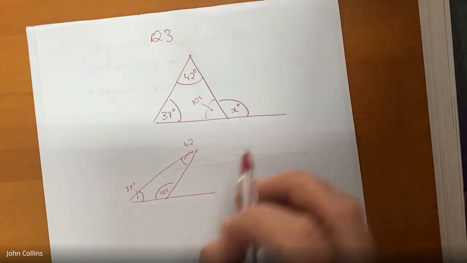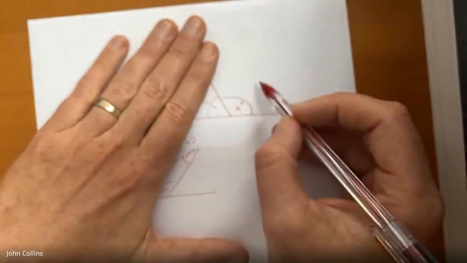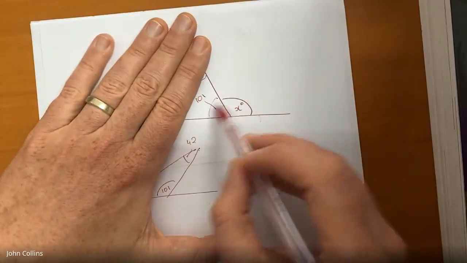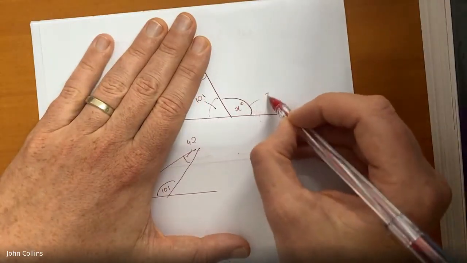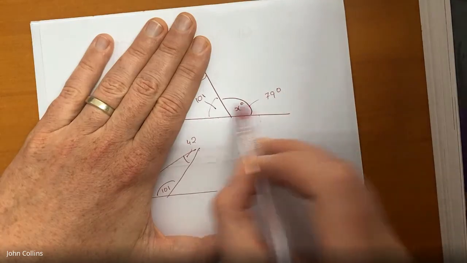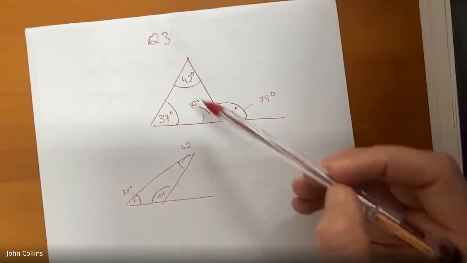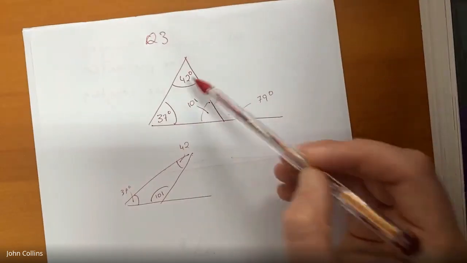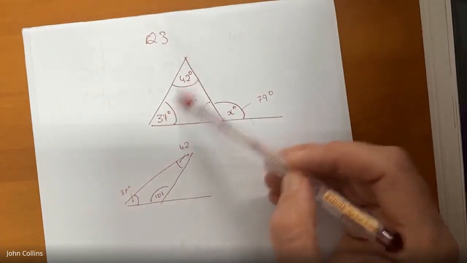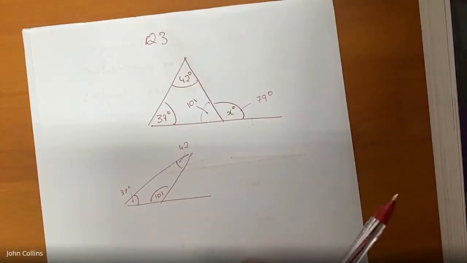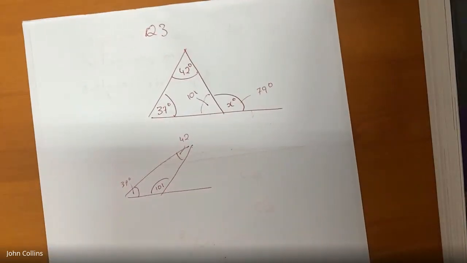But still, X. What was X? These two together make 180 degrees, so this is also 79 to make 180. There's actually a piece of theory called the exterior angle of a triangle, and it's equal to the sum of the two interior opposite angles. So it is 79 degrees, even though the diagram looks a little bit wrong, because I'm not very good at drawing diagrams.